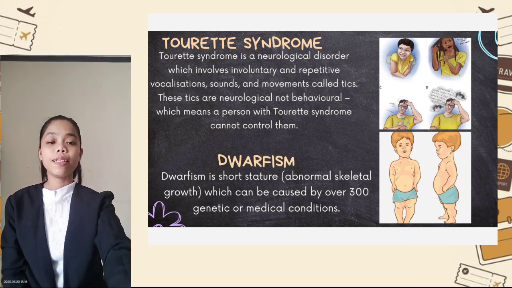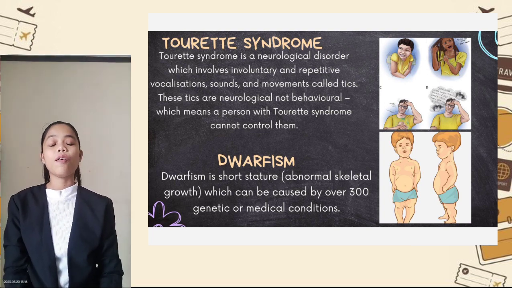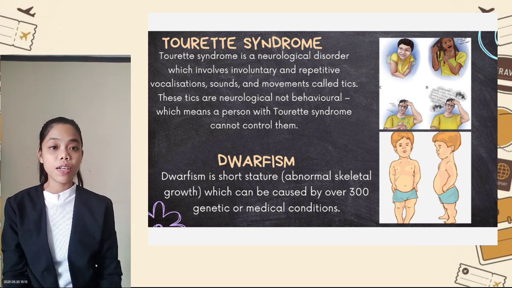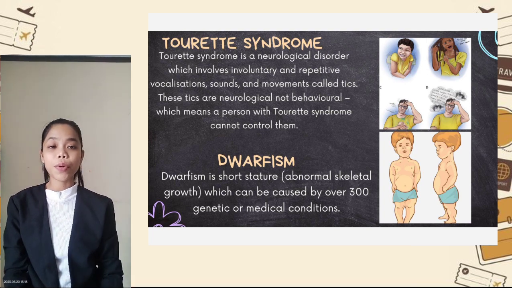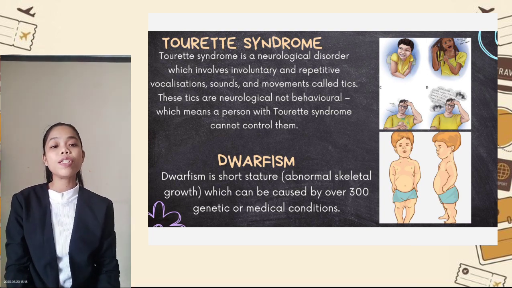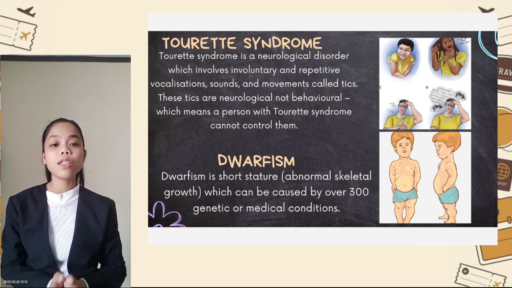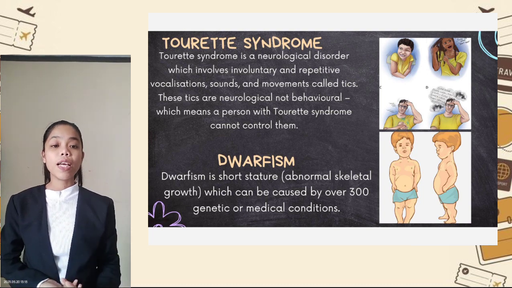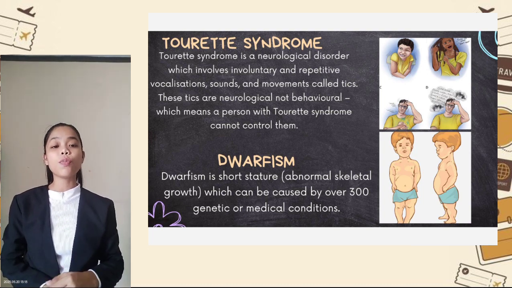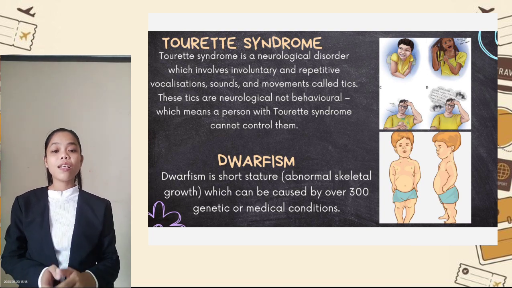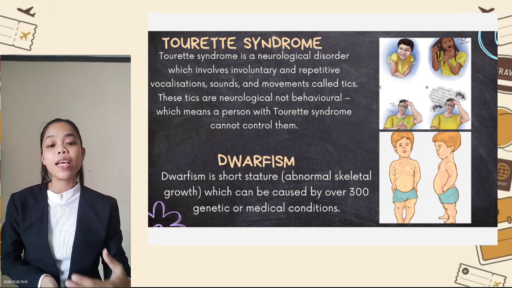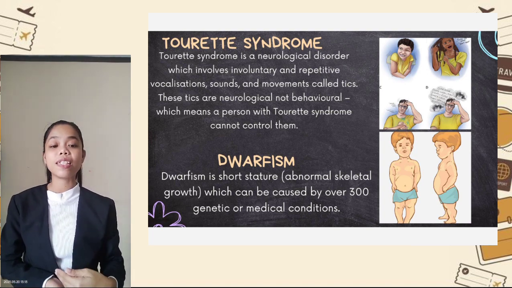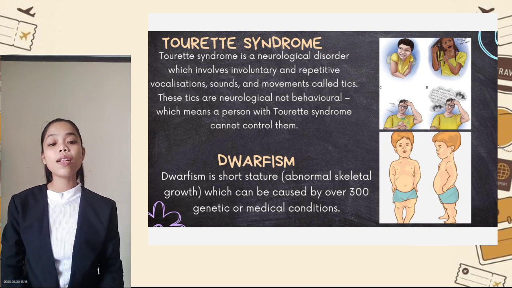We have here the last type of physical disability, dwarfism. So dwarfism is a short stature or abnormal skeletal growth, which can be caused by over 300 genetic or medical conditions. So it is generally defined as an adult height of 4 feet, 10 inches or less, with the average height of someone with dwarfism being 4 feet. So children with dwarfism also may experience a delay in developing motor skills. However, dwarfism does not have a link to any intellectual disability.